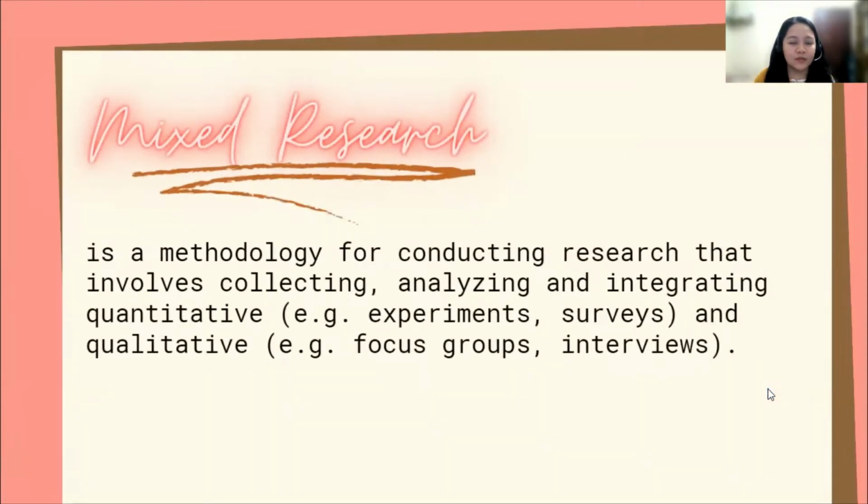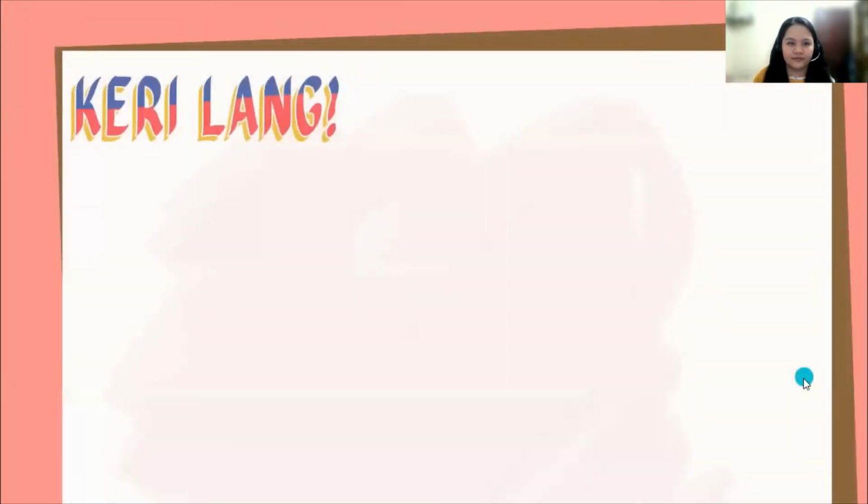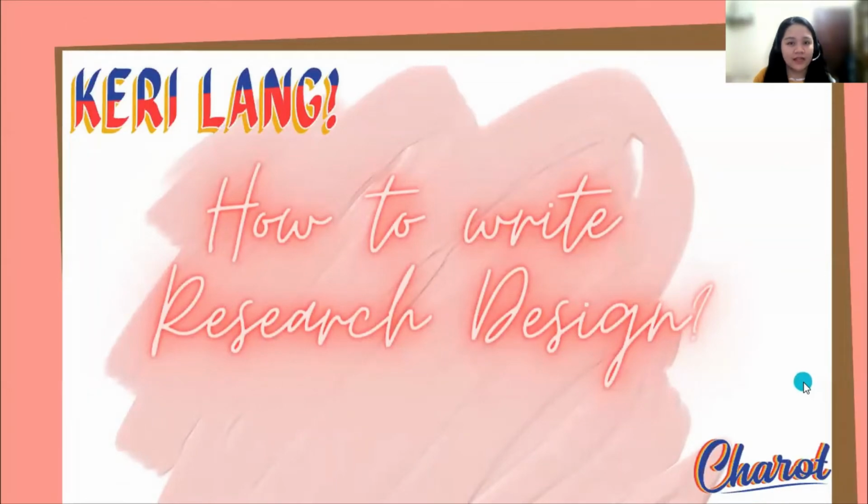Let's now proceed to mixed research. Is a methodology for conducting research that involves collecting, analyzing, and integrating quantitative and qualitative research method. So from its word, mixed, pinaghalo ang quantitative research design and qualitative research design.